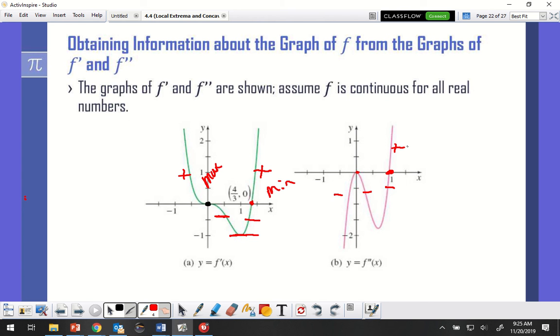Why is there a change in concavity at the max? Why isn't there a change in concavity at the max? Okay, because of this, if you think about it, it's negative, negative. It's negative, negative. So if it's negative, negative, what does that tell me?